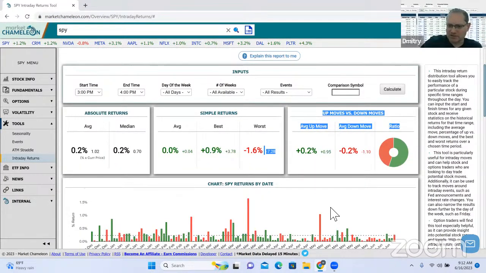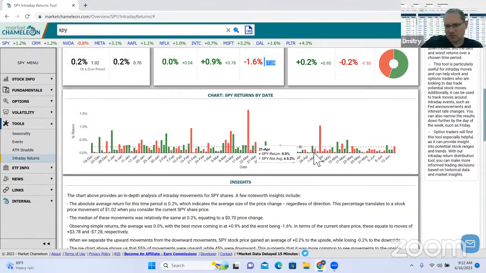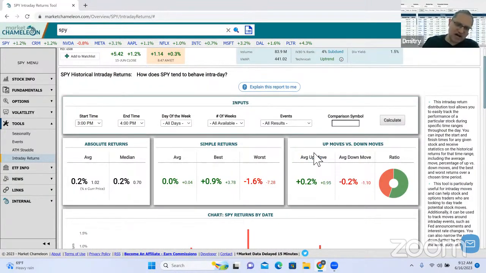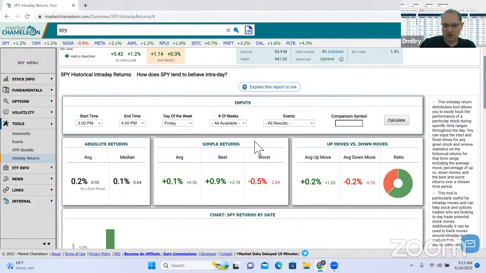And we could narrow these stats down further. So let's say today's Friday. So really, I want to just look at Fridays. Maybe Friday, it moves differently than all the other days of the week. So we could take this and just set it to Friday. So how does SPY move between 3 and 4, the last hour, only on Fridays? Calculate that. And now, I get a little bit of different stats, but it still seems pretty close.